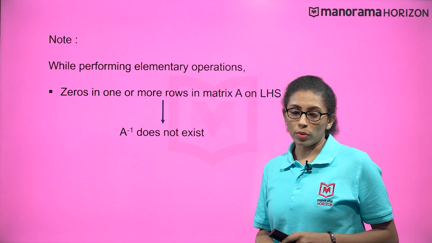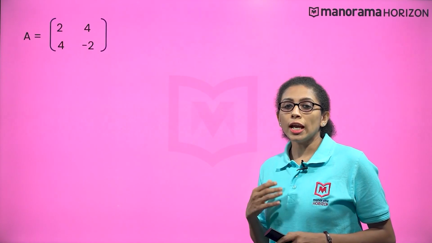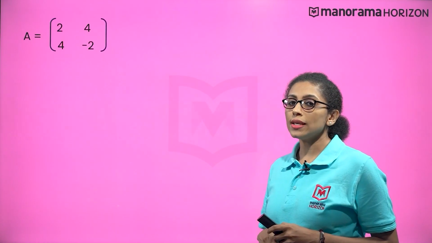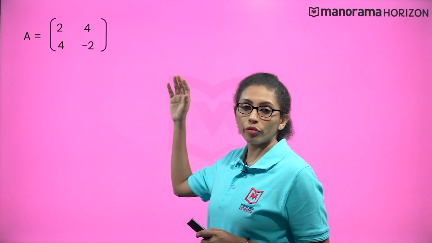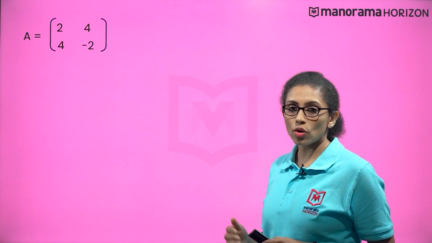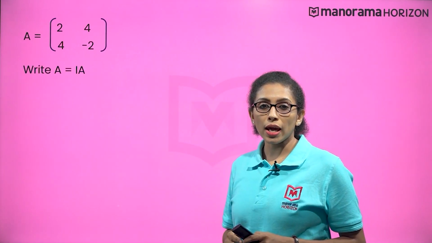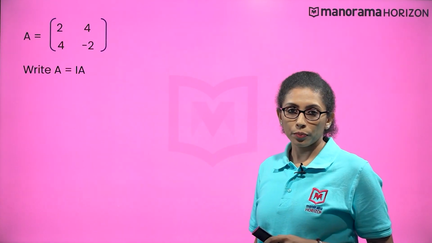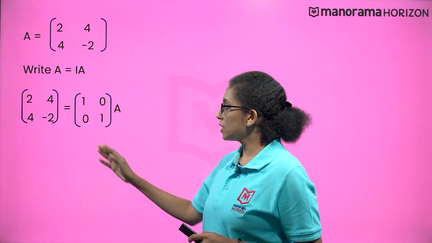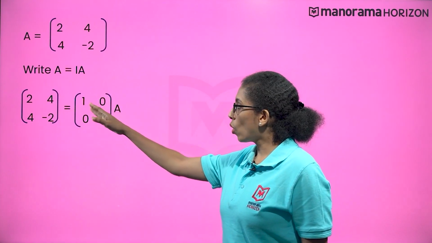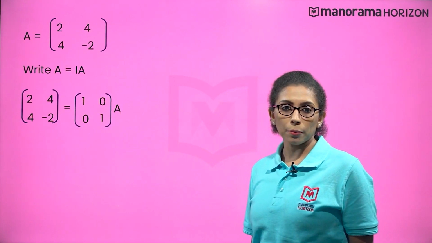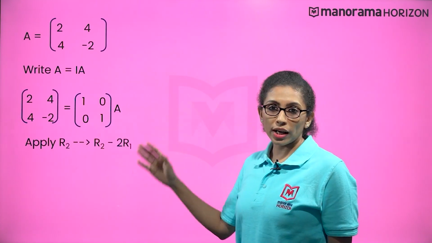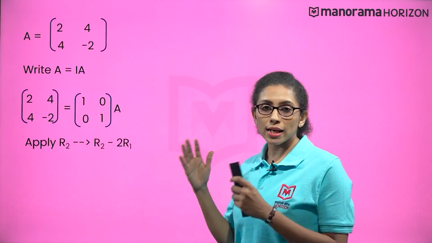Let's see one problem. Find the inverse of the matrix. Matrix A is equal to [2, 4; 4, -2]. Let's solve it. Given matrix A, first write A is equal to I into A. So [2, 4; 4, -2] is equal to, what is I? [1, 0; 0, 1] into A. Apply row operations one by one till we get I is equal to BA.